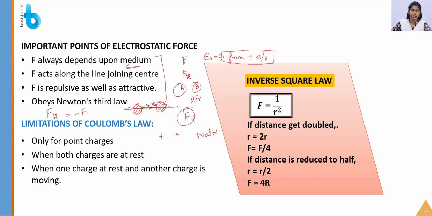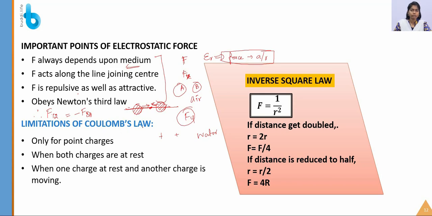And F obeys Newton's third law, which is F12 is equal to minus of F21, which implies it is obeying Newton's third law. Why is it obeying Newton's third law? The force experienced by charge 1 due to charge 2 has an equal magnitude but in the opposite direction to the force experienced by charge 2 due to 1. So let's see the limitations of Coulomb's law.